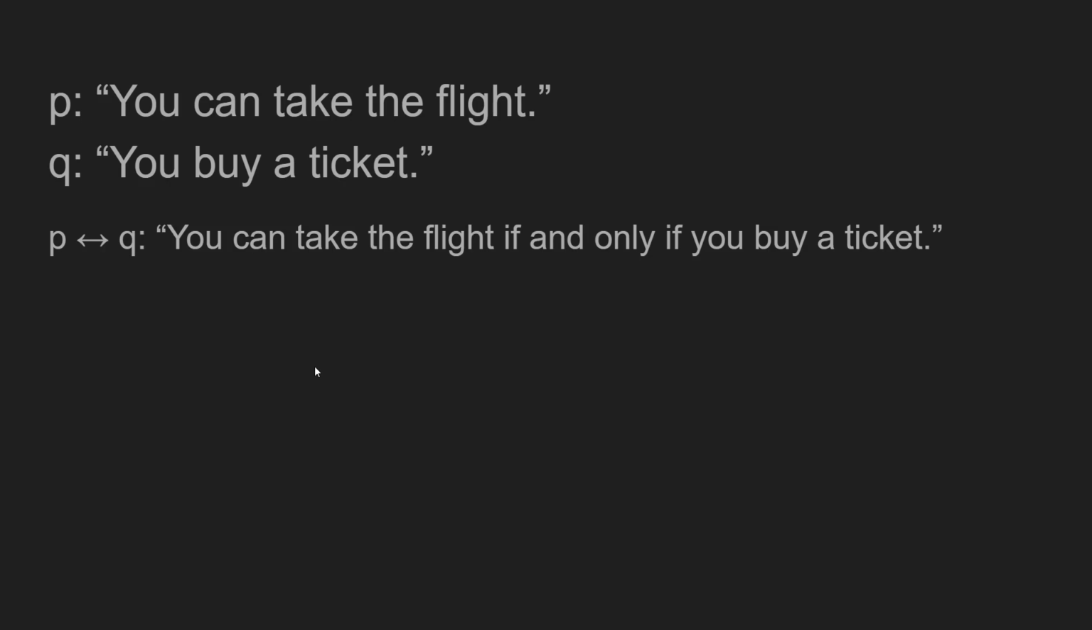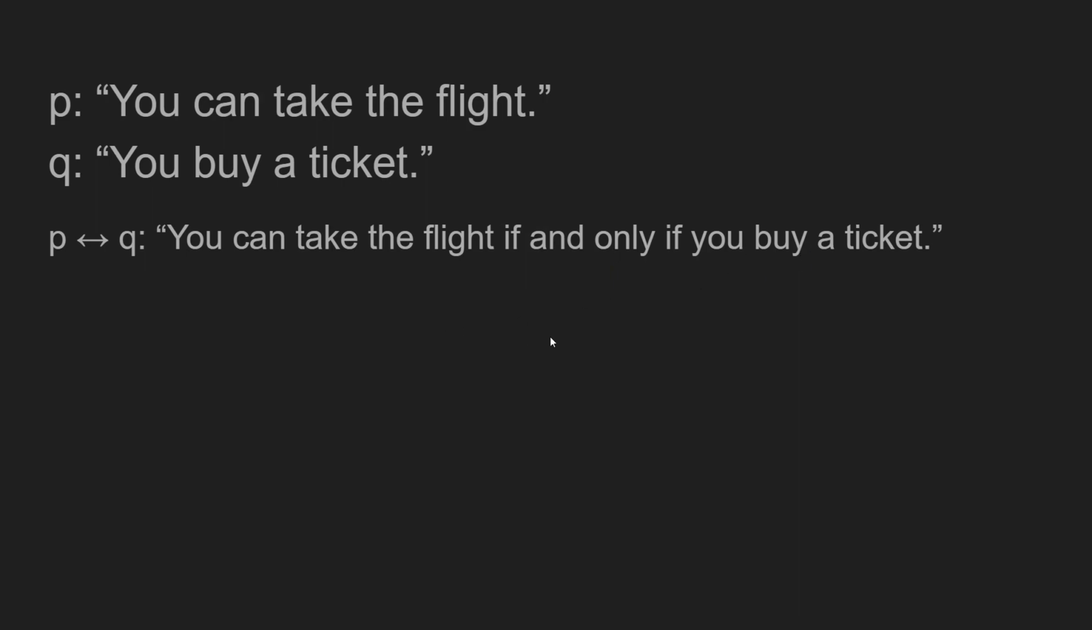Let's do an example. P is you can take the flight and Q is you buy a ticket. The biconditional is you can take the flight if and only if you buy a ticket.